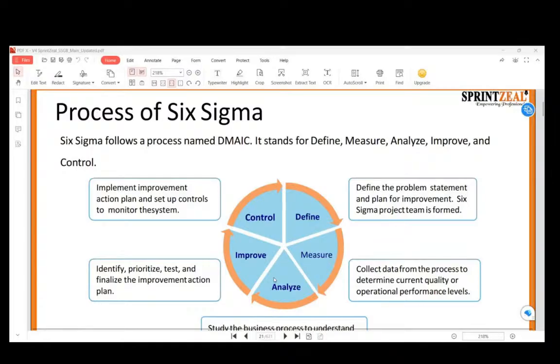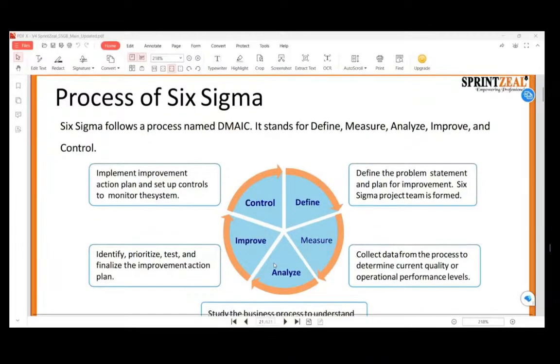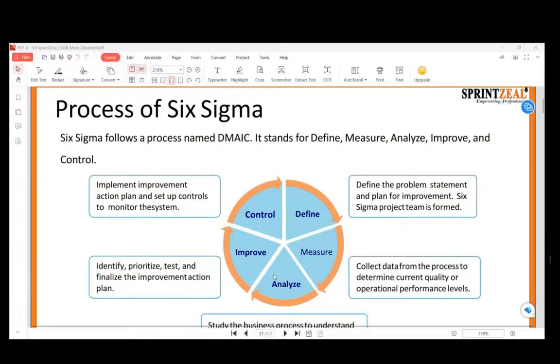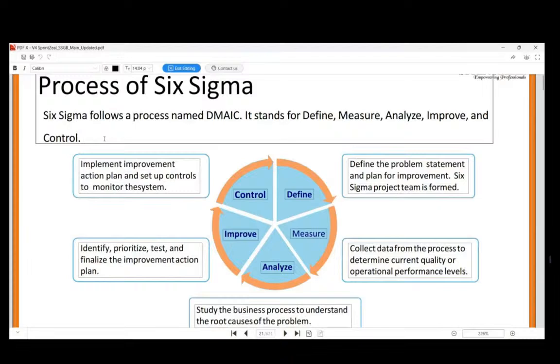Okay. Now, process of Six Sigma. Please read it. Six Sigma stands for define, measure, analyze, improve, and control. Okay, we will go through one by one. This DMAIC process: define, measure, analyze, improve, and control.